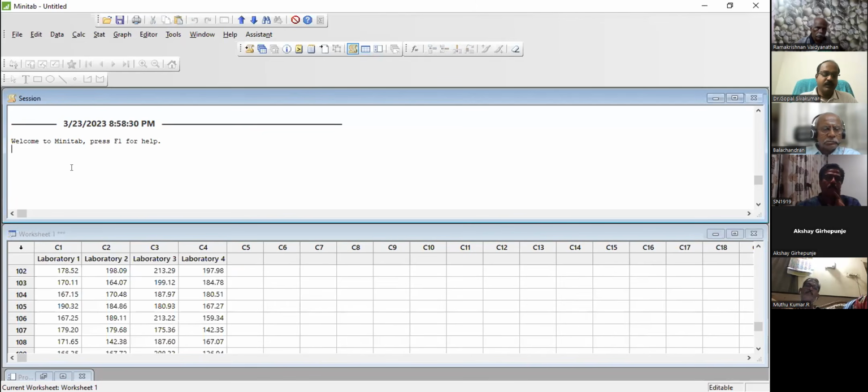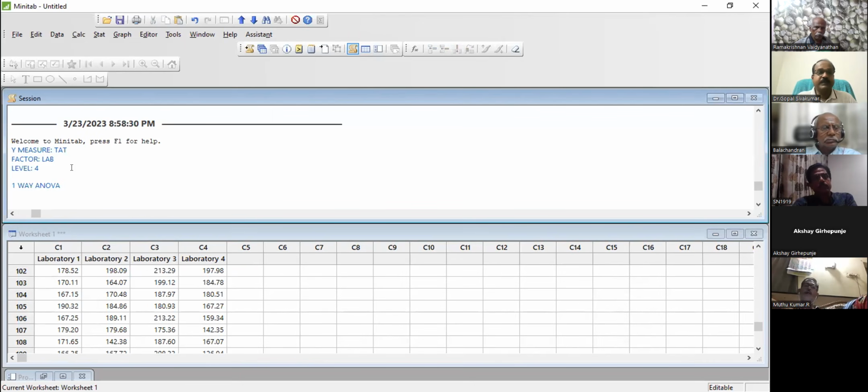Now here, the Y measure. What is your Y measure? Turnaround time. What is the factor? Laboratory. How many laboratories are there? 4 laboratories. One factor, 4 levels. So this is one-way ANOVA.